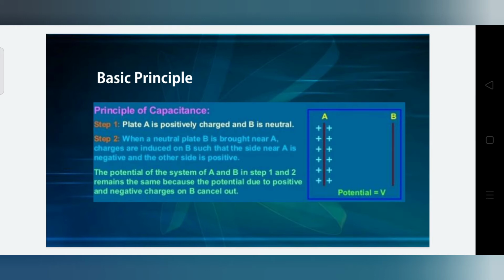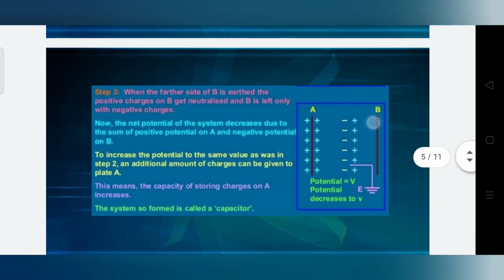The potential of the system A and B in step 1 and 2 remains the same because the potentials due to positive and negative charge on B cancel out. And then step number 3. When the farther side of B is earthed, the positive charge on B gets neutralized and B is left only with negative charges. Now the net potential of the system decreases due to the sum of the positive potential on A and negative potential on B.